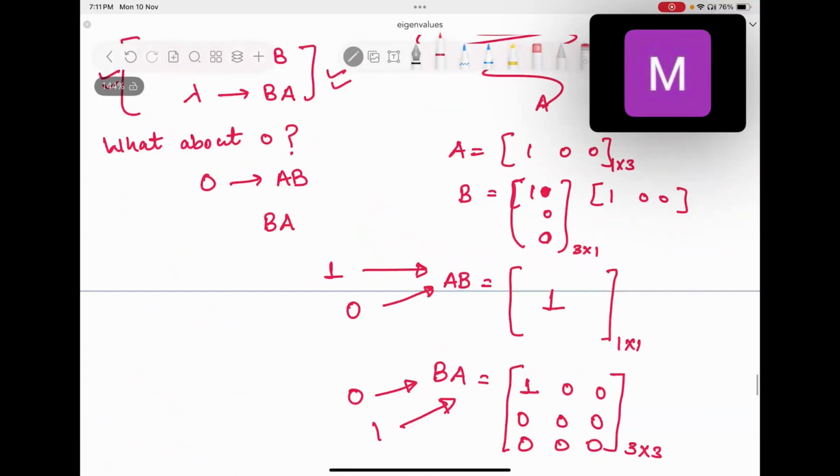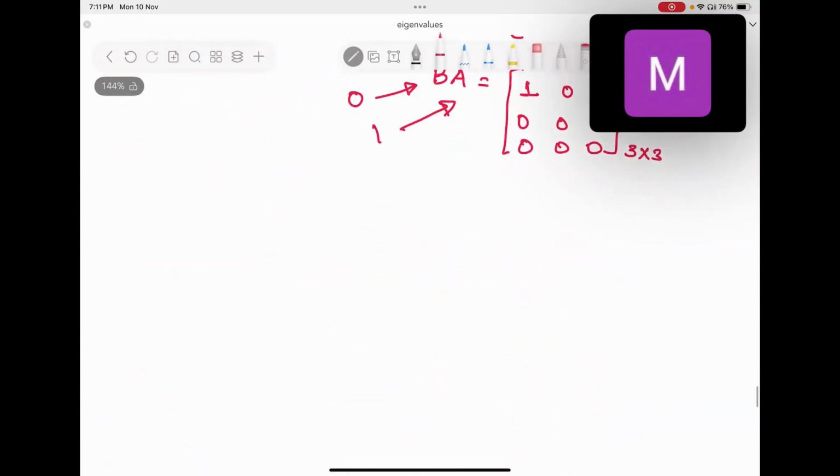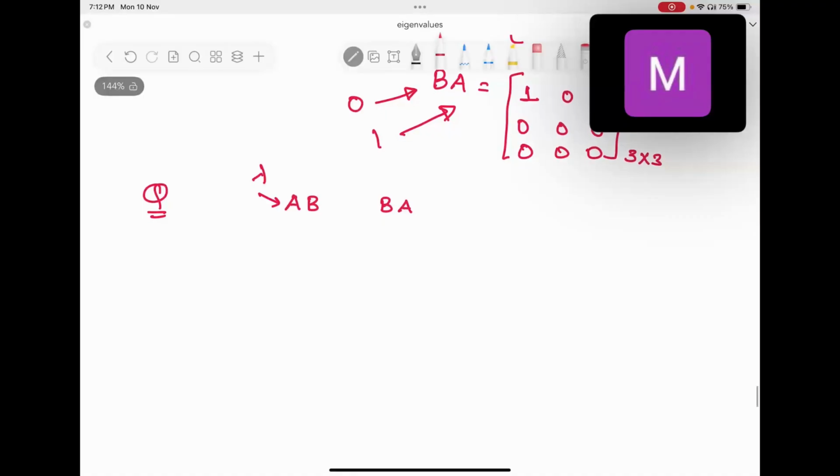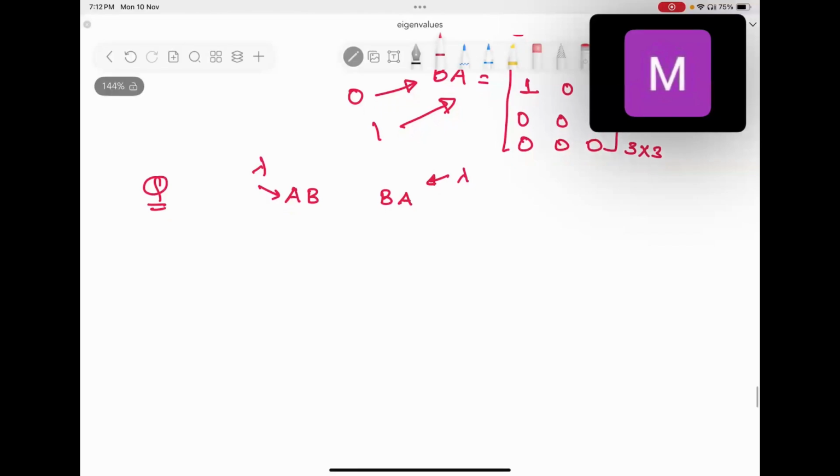And AB and BA I have already told you. Okay, let me stop with one more question. You have just seen AB and BA. If lambda is an eigenvalue of AB, then lambda has to be an eigenvalue of BA, right? You have just seen that, if lambda is non-zero.